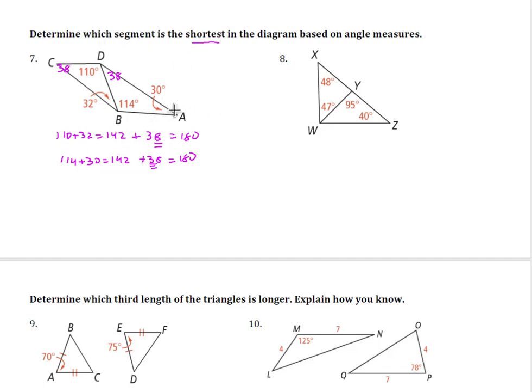And so when we match, we want to find the shortest segment in the diagram. So we're looking at the smallest angles. DB is opposite the 30, and DB is also opposite the 38. So in the right-hand triangle, DB is the shortest side. In the left-hand triangle, CD is the shorter side. So CD is going to be the shortest side.